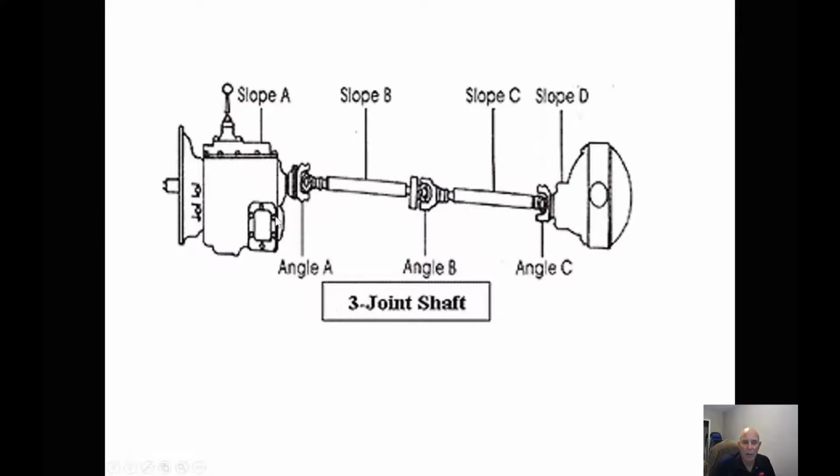If we take a look at one with a steady bearing, we're going to have 4 measurements. We're going to have the transmission, front driveline, second driveline, and then the differential.